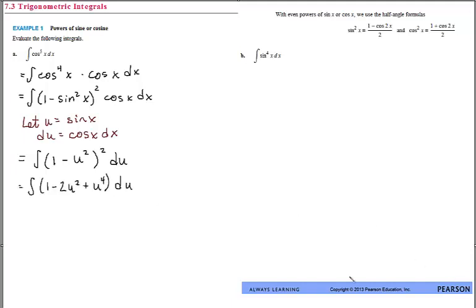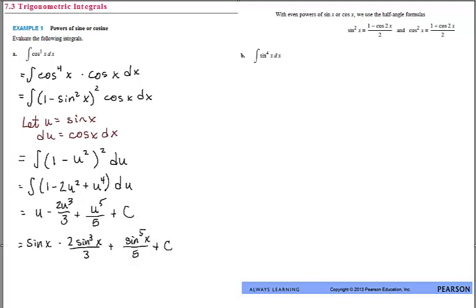I'll do that. Alright, I have that multiplied out, so this is just going to be u minus 2u cubed over 3 plus u to the fifth over 5 plus my c. Doing my back substitution, I'll write that down. Alright, and here we have it with our back substitution.